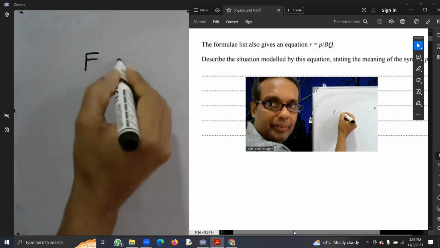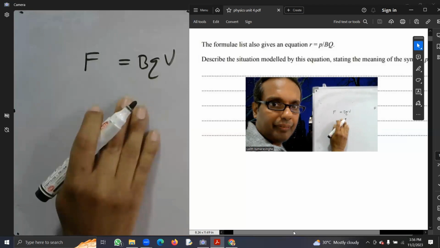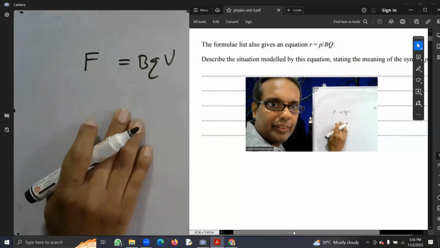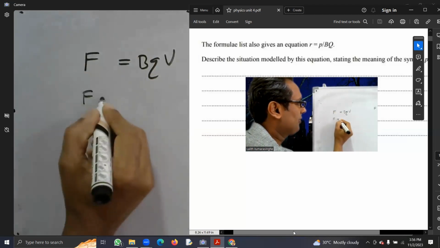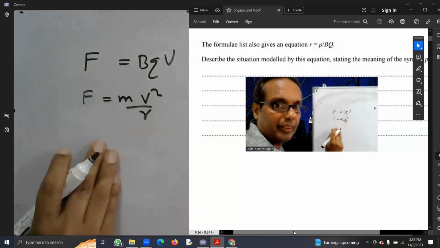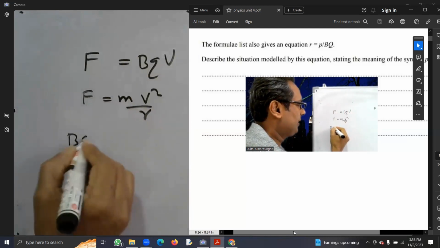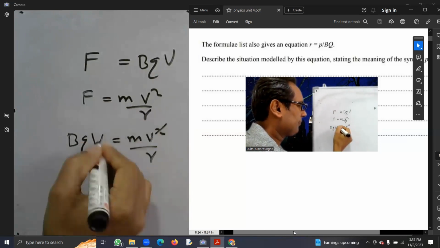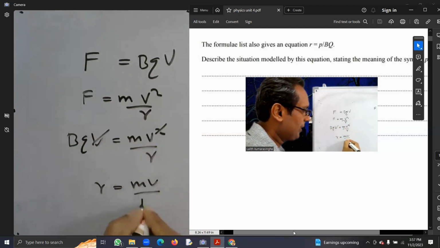F is equal to BQV. We assume it's moving at 90 degrees. I can't see any sine theta there. Maximum force is acting on the charged particle. Then I can write F is equal to mv squared over r. Centripetal force is provided by the magnetic force, so BQV is equal to mv squared over r. So r is equal to mv divided by BQ.